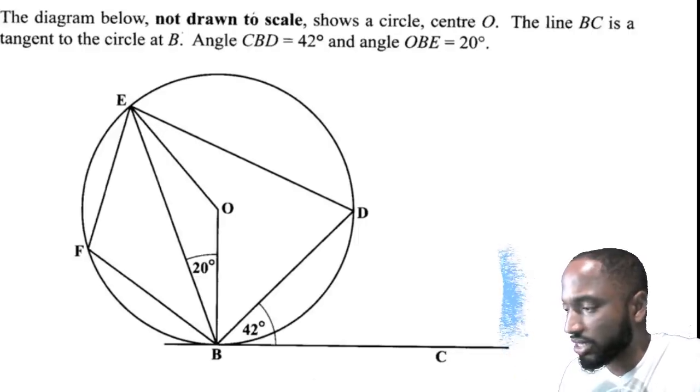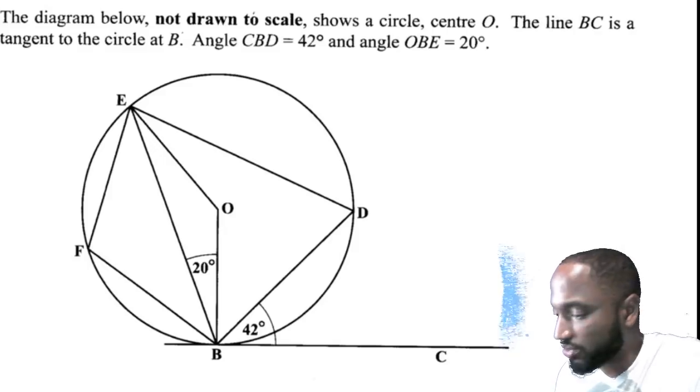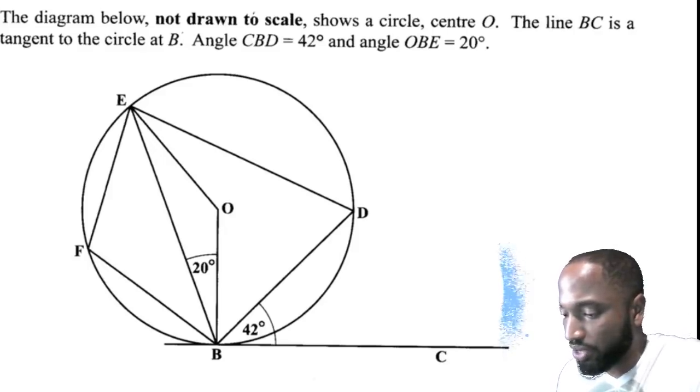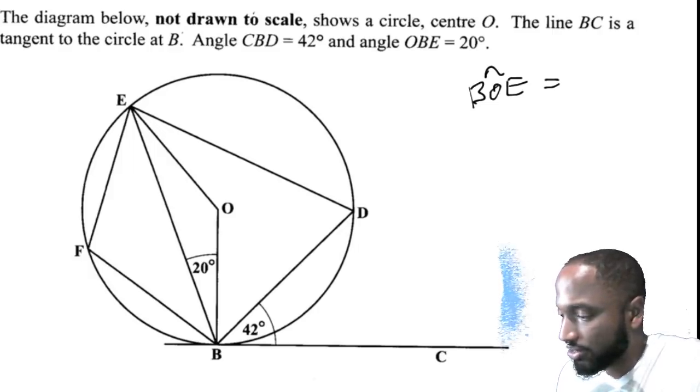I think we just do this one. That's the question, and let me see what angles we need to find. BOE. So we need to find BOE. So let's start figuring out how we're going to find angle BOE. Then we need to find OED.